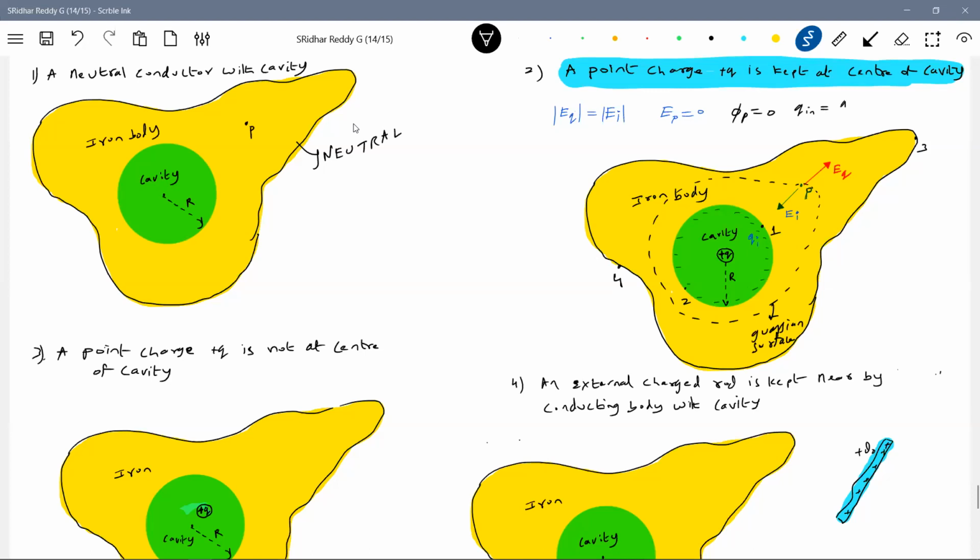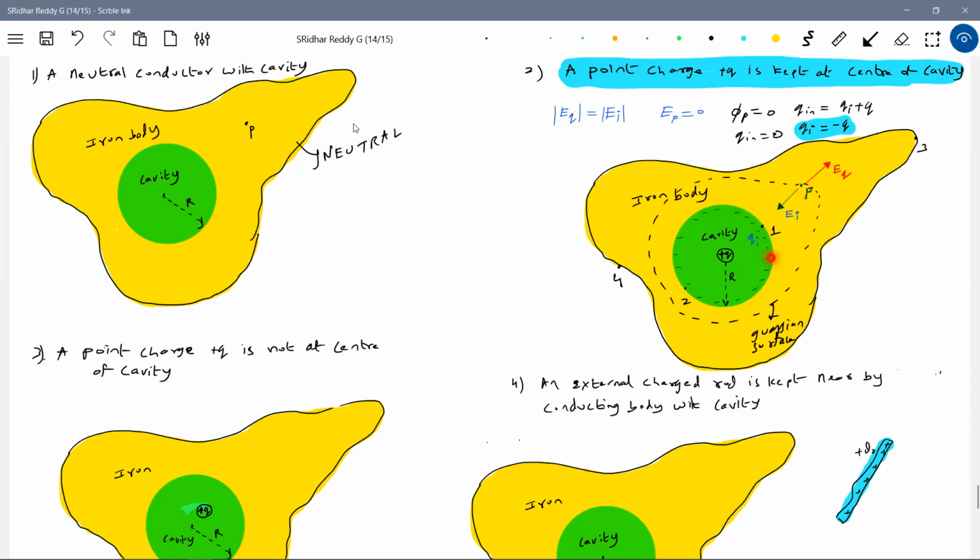Qin is equal to Qi plus Q. So Qin must be 0. If Qin is 0, then what is Qi? Equal to minus Q. So what is the induced charge? How much should it be? What charge will be induced? Positive or negative charge? Negative charge has to be induced here. So why minus Qi? And how much magnitude? Equal to minus Q. Okay, got this.